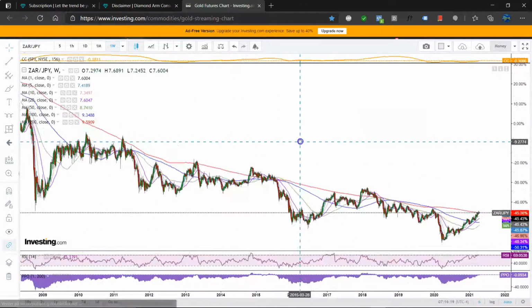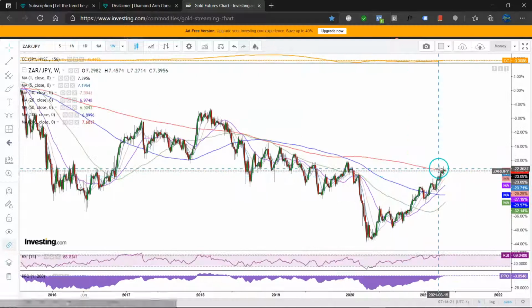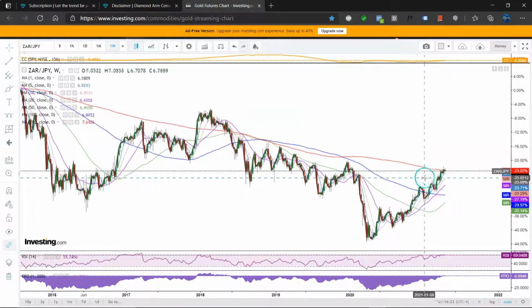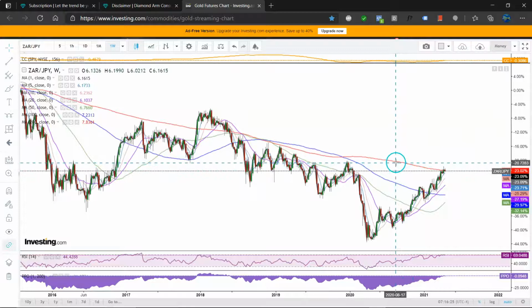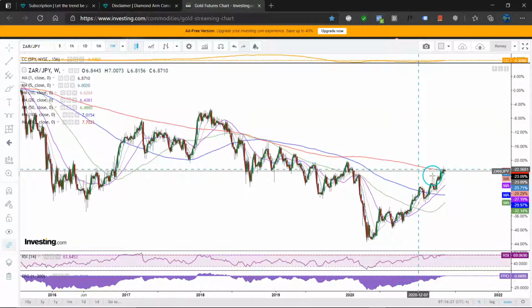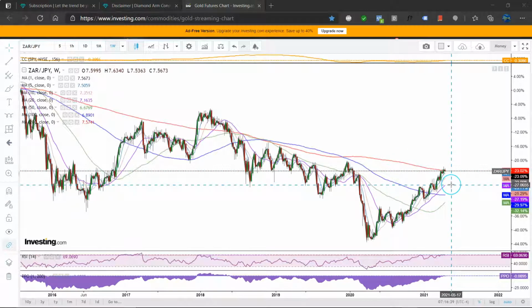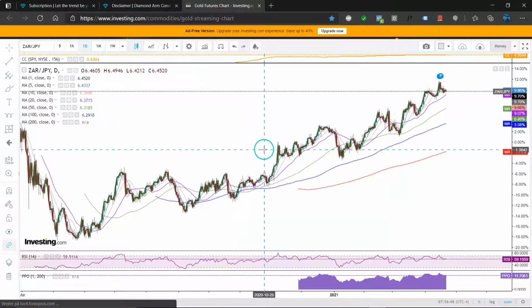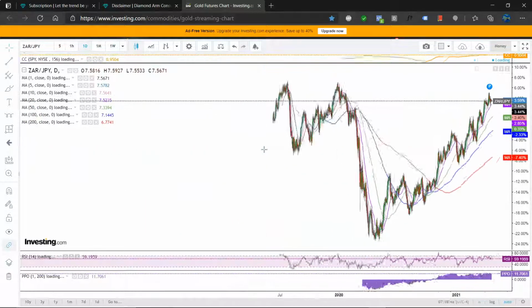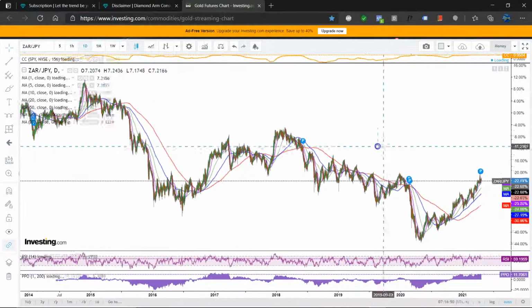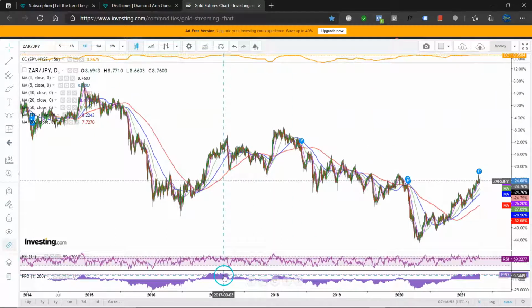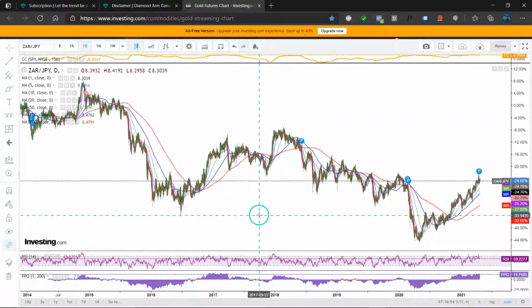So back to ZAR, Japanese yen. The bearish long-term thesis is contingent on the red 200-week moving average basically containing the bulls. The shorter-term thesis is more contingent on, I guess you could say, the PPO triggering a correction like we have seen previously.